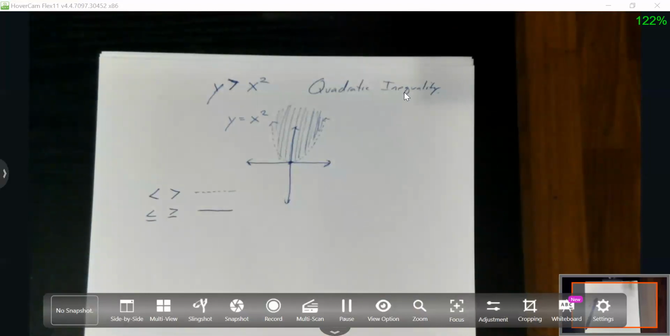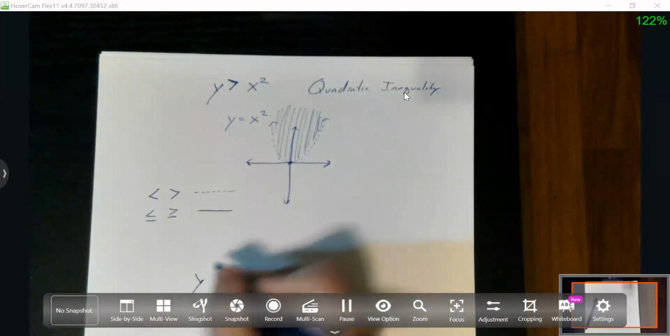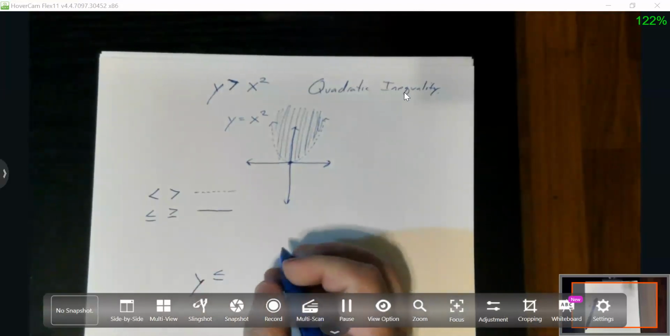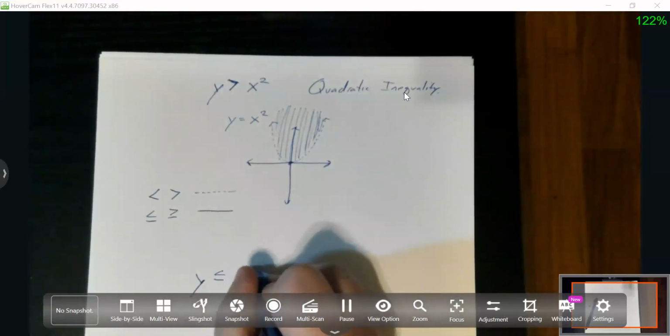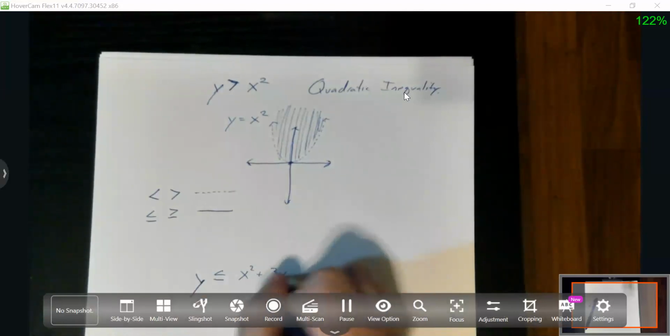Maybe they'll give it in vertex form. Maybe they'll give it to us in standard form, and we'll have to figure out what it looks like. But whatever it might be, we're still going to do it the same way. So I'm just going to show one or two quick examples of these. Let's say, we'll do kind of an ugly one to start. How about y is less than or equal to x squared plus 3x minus 4.